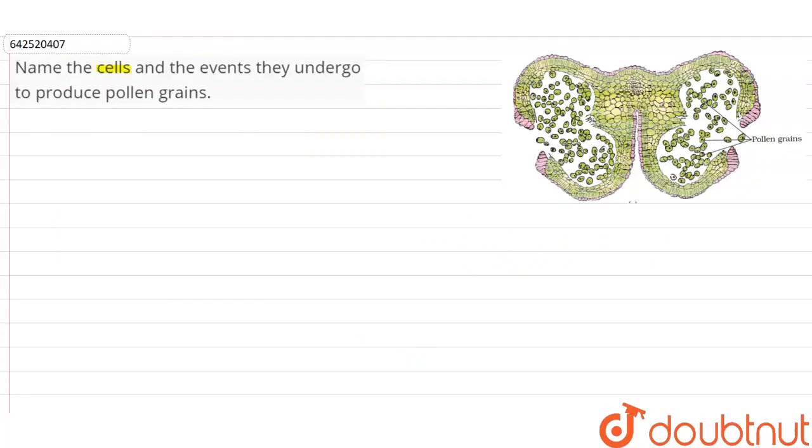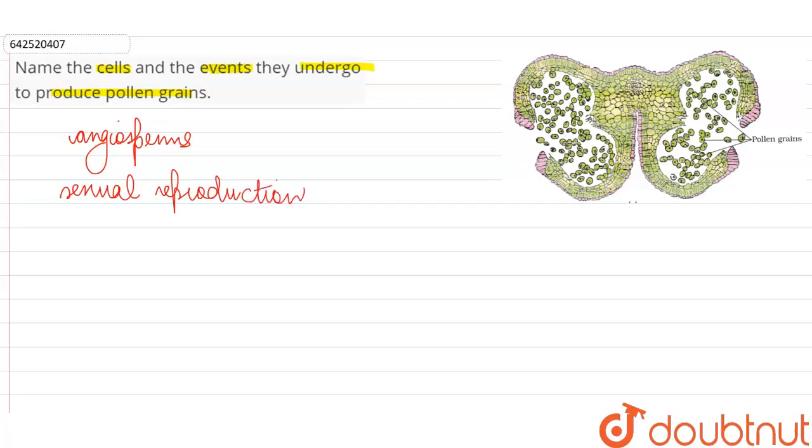In this question, we have to name the different cells and the events that they undergo to produce pollen grains. Now, pollen grain is a structure associated with the angiosperms or the flowering plants. The angiosperms are a group in the plant kingdom in which sexual reproduction is accomplished by a specialized structure known as the flower.